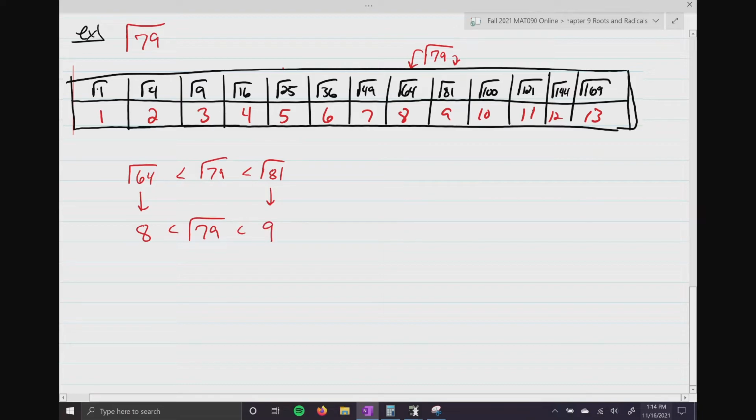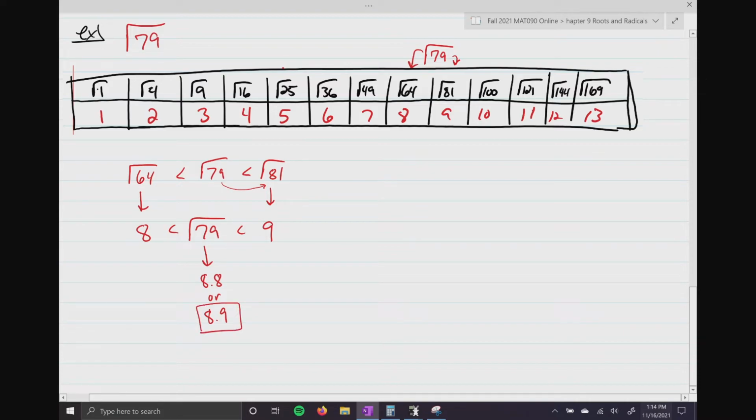Now the question becomes, all right, if you were to take a guess, what do you think it would be? Well, if I think about this, 79 is only 2 units away from 81. It's only 2 units away. However, 79 and 64 is a difference of 15 units. So 79 is so close to 81, which means my answer is going to be really, really close to 9. So I'm going to guess 8.8 or 8.9. And to be honest with you, I think I'm going to lean towards 8.9.